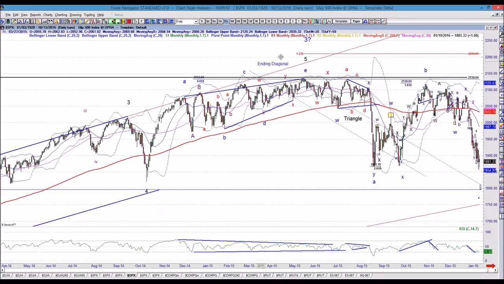This is a triangle called an ending diagonal, okay? So typically at the beginning of a move, sometimes you have an expanding triangle. It looks like a megaphone, okay? Off of a bottom, for example. You typically have a triangle off of a bottom, and that's called a megaphone also, but basically you get the opposite of this.